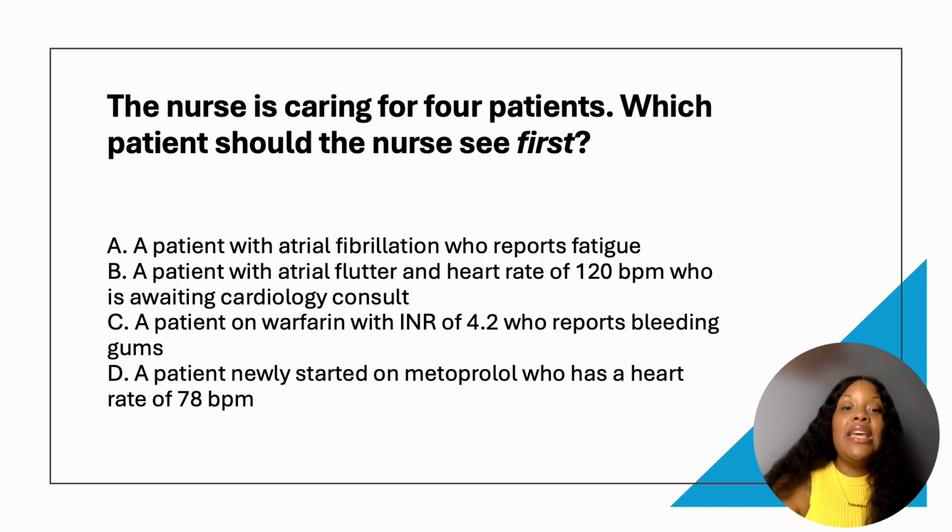But if you chose C, that patient with that INR of 4.2 who reports active bleeding, we want to go see that patient. That patient's INR is definitely elevated. So we would want to go see that patient because they are at risk for bleeding and they are currently bleeding. So we would go see that patient first.